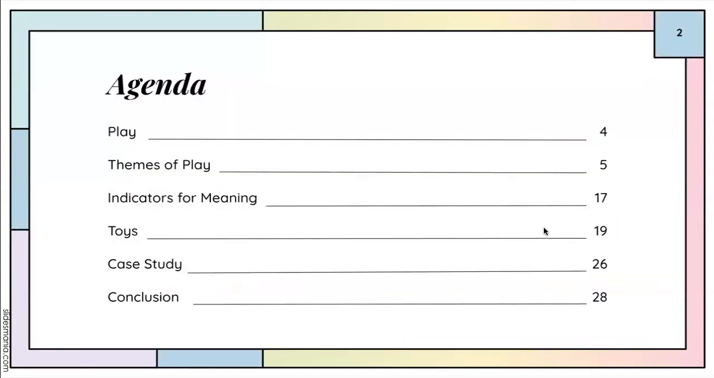On today's agenda, we'll start off just talking about play, the importance of play within the therapeutic space, the themes of play, which is today's main category, as well as considering the indicators for meeting within the themes, as well as toy selection. And then we'll go through a case study together to practice those skills of identifying the themes, as well as indicators and toy selections that are interpreted in the meeting.